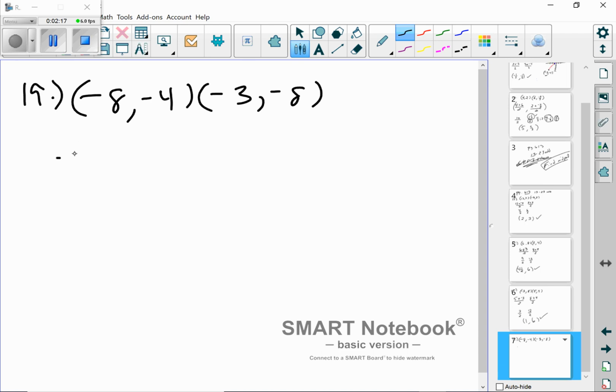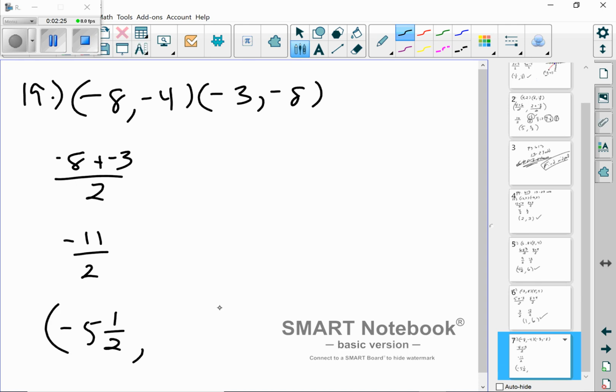Add the x's, negative 8 plus negative 3 makes negative 11 over 2, which is negative 5 and 1/2, negative 5.5. I got negative 4 plus negative 8, which is negative 12 over 2, which is negative 6. My answer is negative 5.5, negative 6.